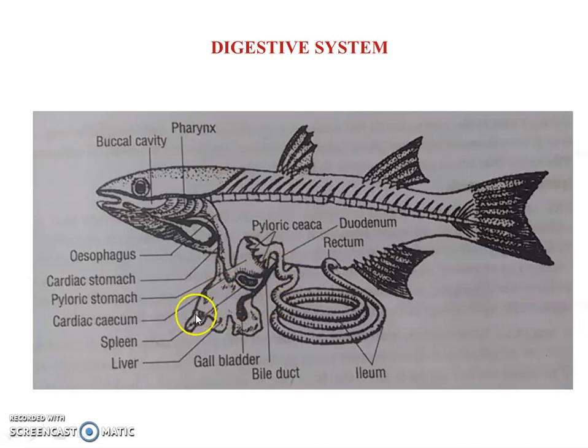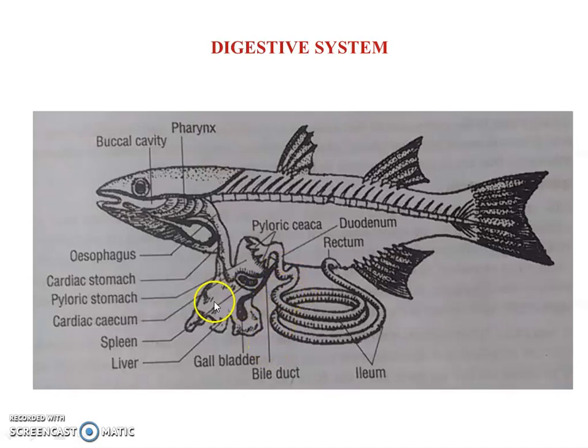Let me explain. This is the upper lobe, this is the middle lobe, and the lower lobe of the liver. From each lobe arises a duct, and these ducts are referred to as hepatic ducts. These hepatic ducts join together to form a common hepatic duct. This common hepatic duct joins with the duct starting from the gallbladder, which is referred to as the cystic duct. The cystic duct and the hepatic duct join together to form the bile duct. Now it is clear. This common bile duct opens into the ileum.